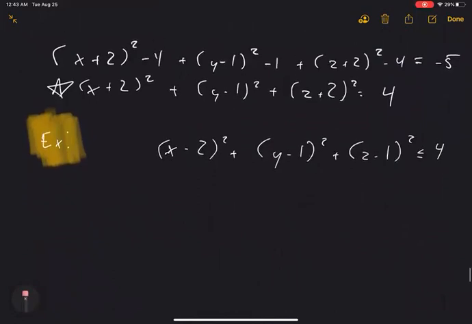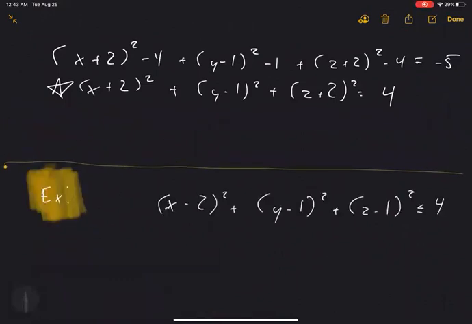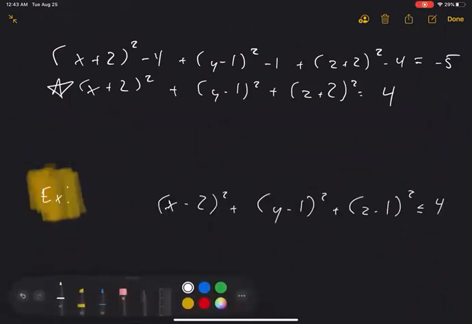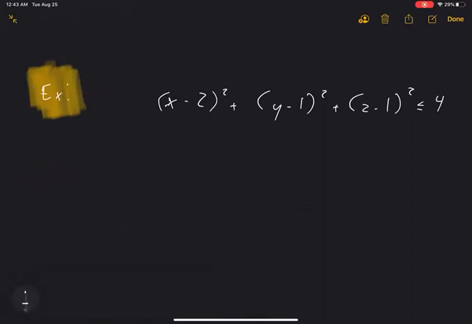Now, that's one example. Let's look at another example. So now, instead of having an equation, I have an inequality. So I have x minus 2 squared plus y minus 1 squared plus z minus 1 squared is less than or equal to 4. Well, again, let's consider the two-dimensional case. If I had, let's say, x minus 1 squared plus y minus 1 squared is less than or equal to 1.